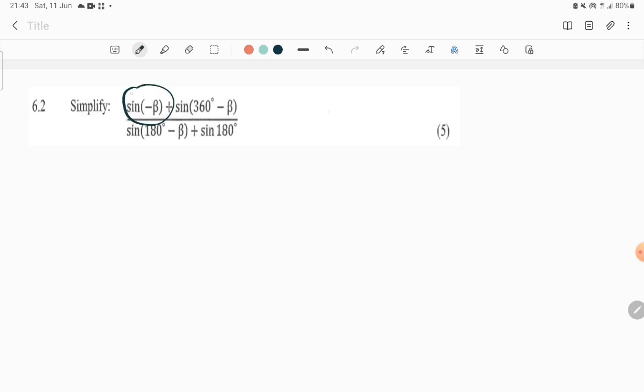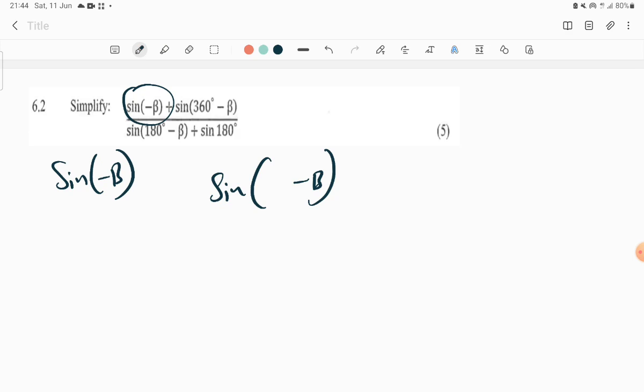Now, what are we having here? We have sine negative beta, sine of a negative angle. People used to be confused when they are dealing with negative angles. What I usually advise them is to always change the negative angle to a positive angle. How do you do that? When you are having, for example, negative beta, if you just add 360, you are not changing the quadrant or the point where this angle is found.